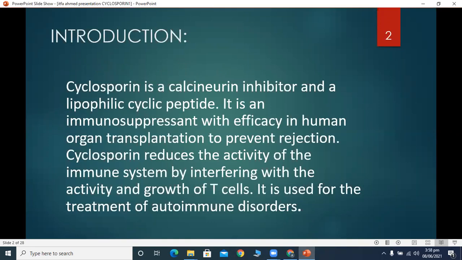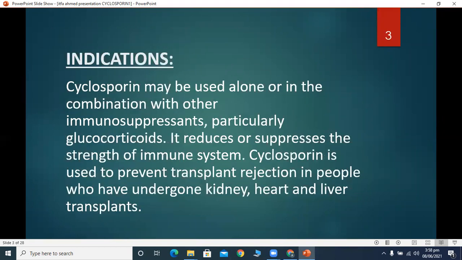Cyclosporin is a calcineurin inhibitor and a lipophilic cyclic peptide. It is an immunosuppressant with efficacy in human organ transplantation to prevent rejection. Cyclosporin reduces the activity of the immune system by interfering with the activity and growth of T cells. It is used for the treatment of autoimmune disorders.